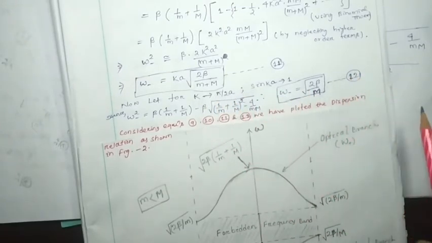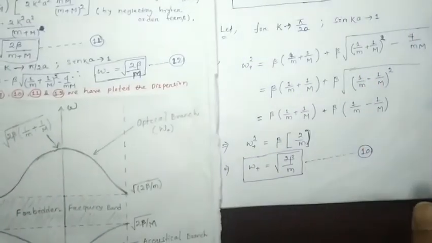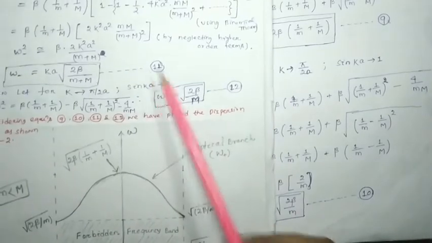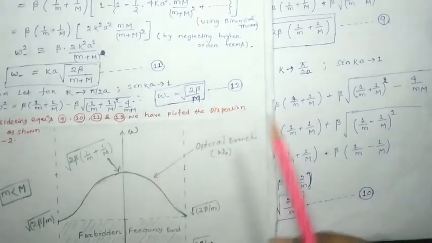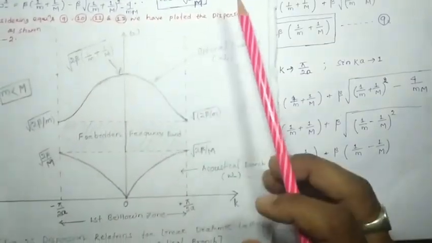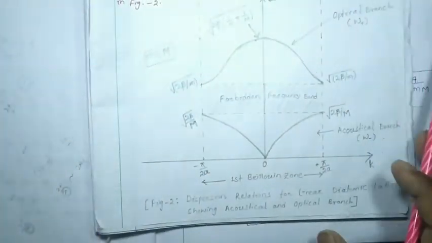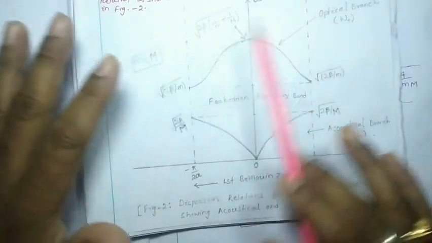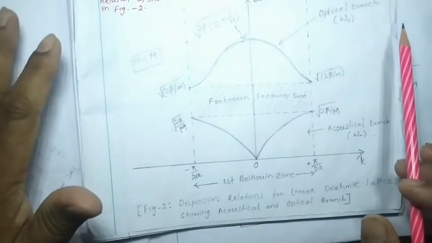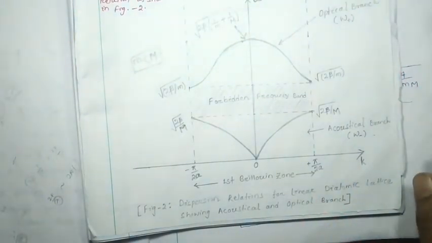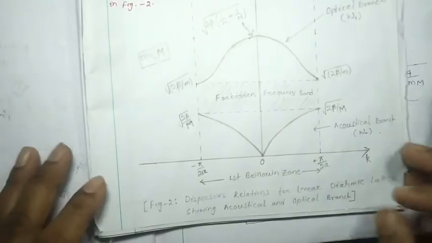Now we are going to consider these four equations, equation 9 and 10, and 11 and 12, and we have to draw the figure omega versus k. Carefully you have to watch this figure. This figure is important, much important for this topic. Okay, so if you understood this figure, then it will be easy for you for any exam purposes.